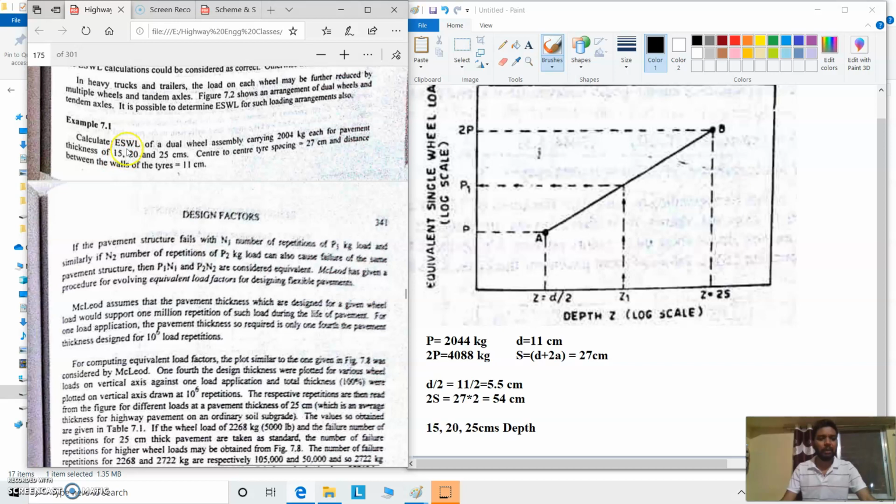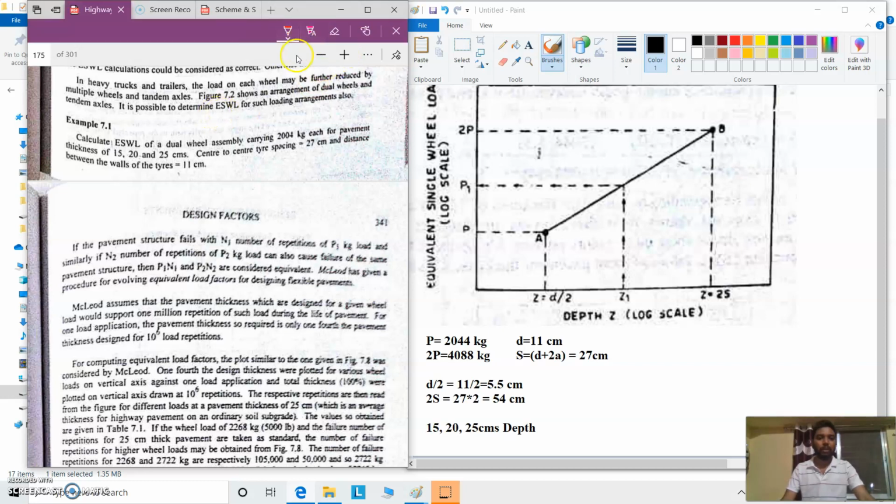The problem has been given like: calculate the equivalent single wheel load for a dual wheel assembly carrying 2400 kg each for pavement thicknesses of 15, 20 and 25 centimeters. The center to center tire spacing, that is S, is given as 27 centimeters, and the distance between the walls of the tire, that is D, is given as 11 centimeters. In the previous class we have already studied what D and S are, right?